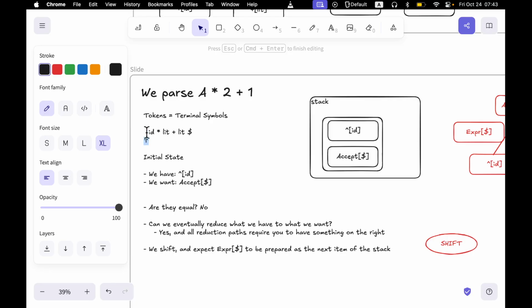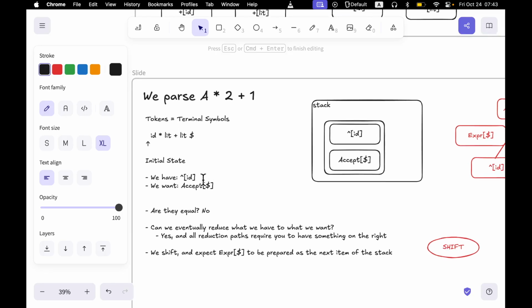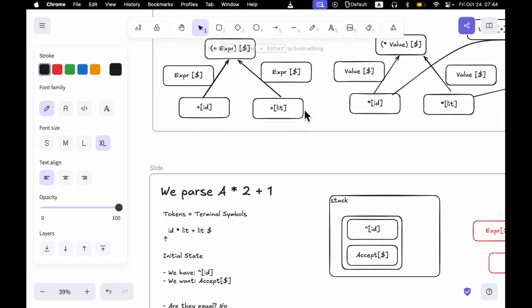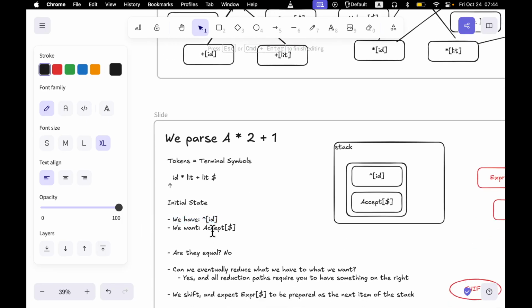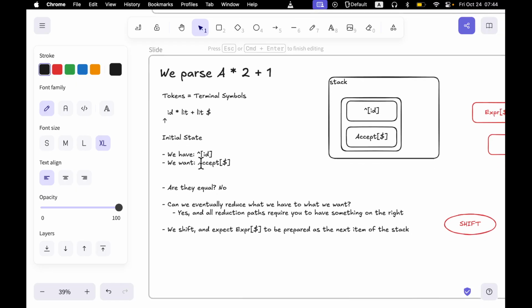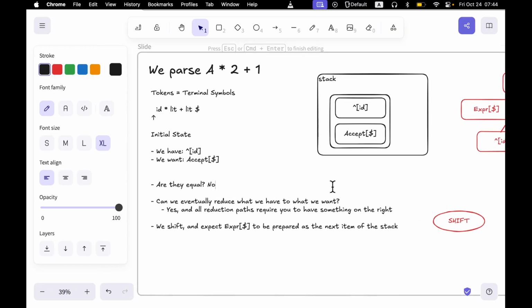We're here, and we already have a started file symbol with the look ahead of ID. What we want is the state where we have the accept symbol and we look ahead the $sign. So this is what we have, and this is what we want. Are they equal? No. There are things to consider when they're equal. We'll get back to that later. Can we eventually reduce this into this? And if we carefully look at the graph, the answer is yes.